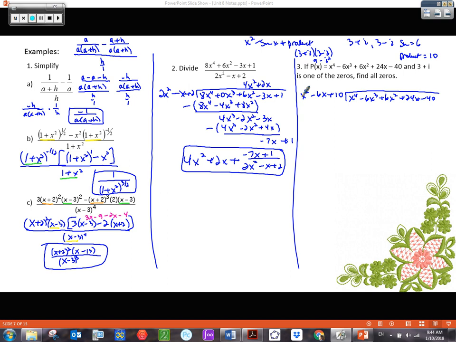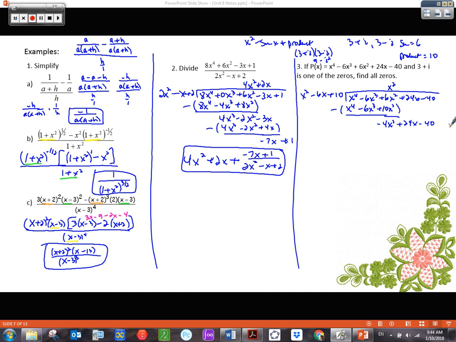So x squared goes into x to the 4th. What? x squared times x squared is x to the 4th. x squared times negative 6x is negative 6x cubed. x squared times 10 is plus 10x squared. Then I subtract. First terms fall away, which is what we would expect. 6 minus 10 is a negative 4x squared. Pull down the next term. Actually, go ahead and pull down the rest of the terms.